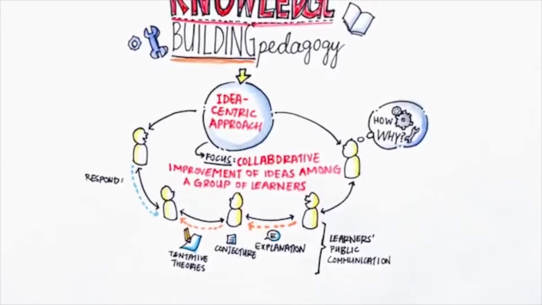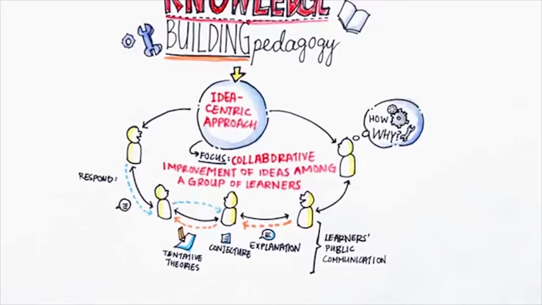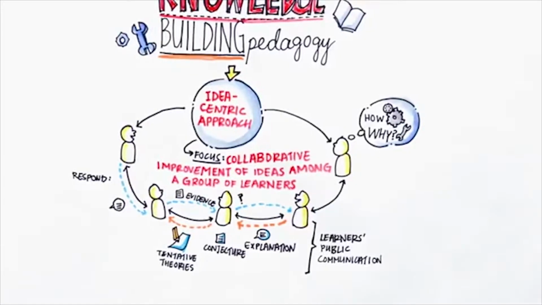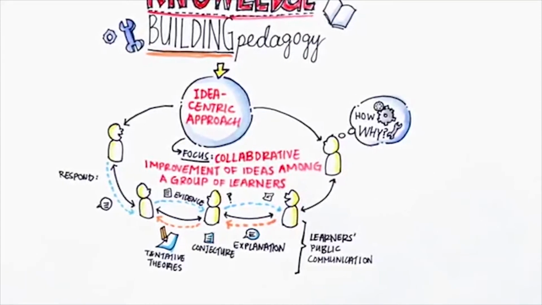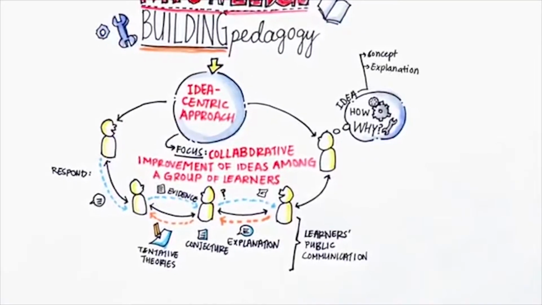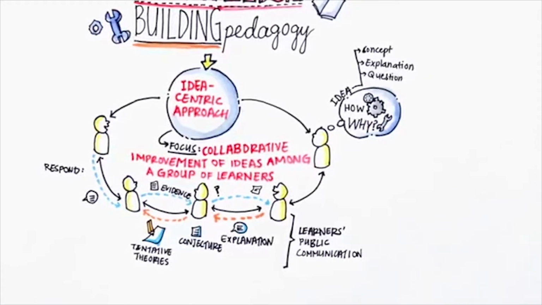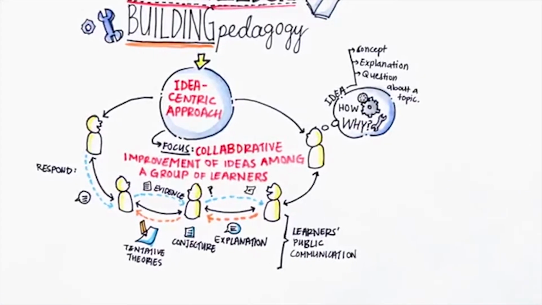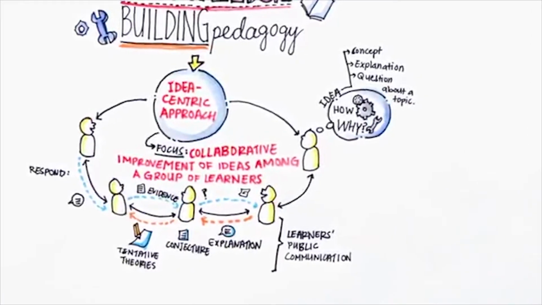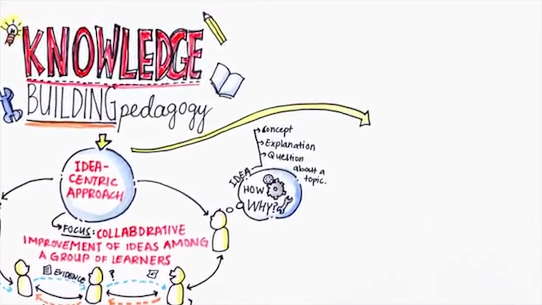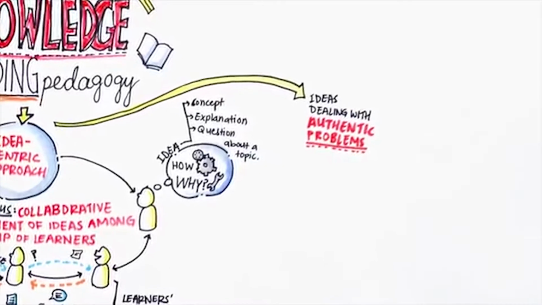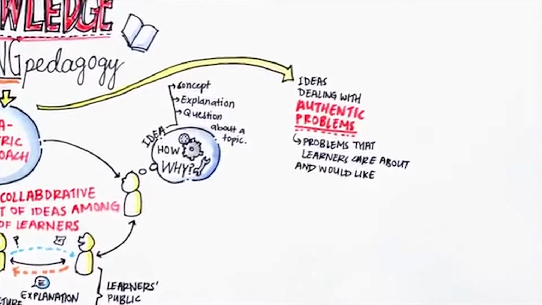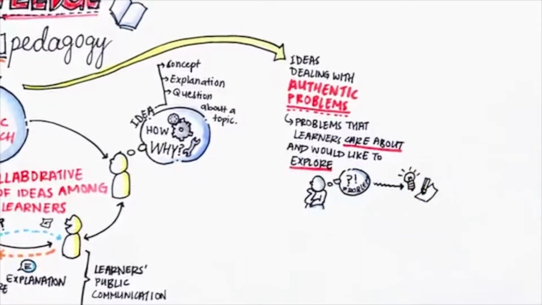Learners then respond to one another's ideas with alternative explanations, information, evidence, and questions. An idea can be a concept, an explanation, or even a question about a topic, which are related to other ideas. In knowledge building, we start with ideas dealing with authentic problems, that is, problems that the learners care about and will like to explore.